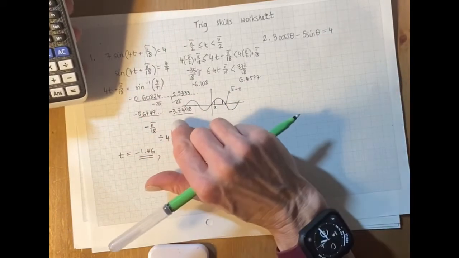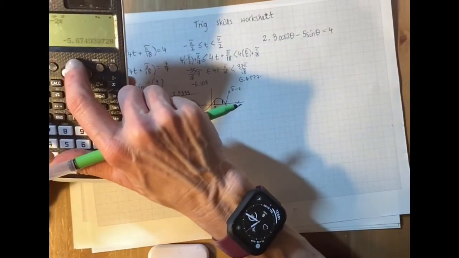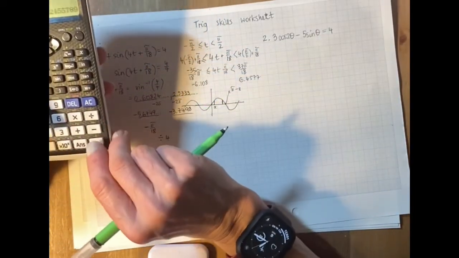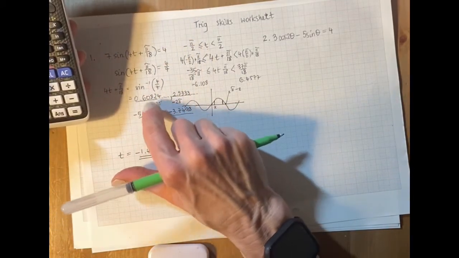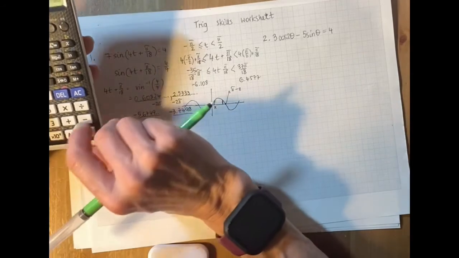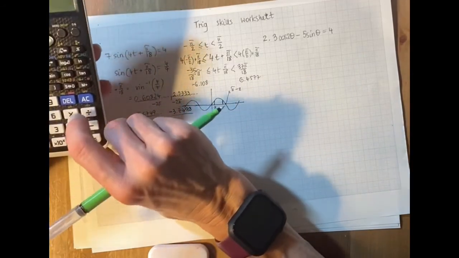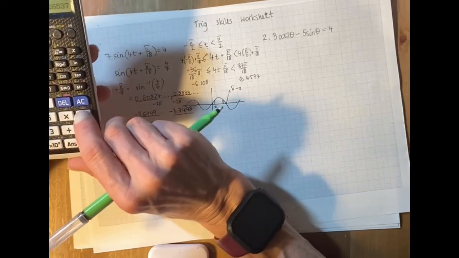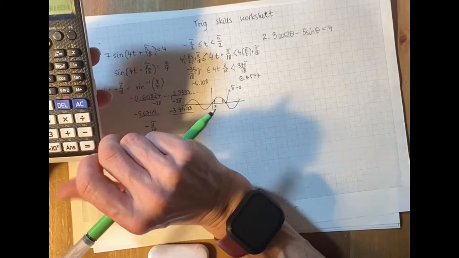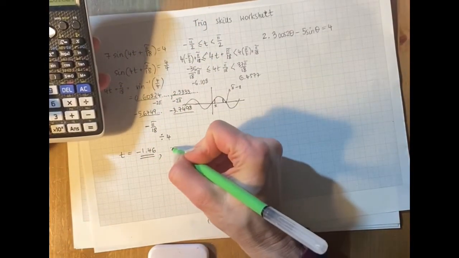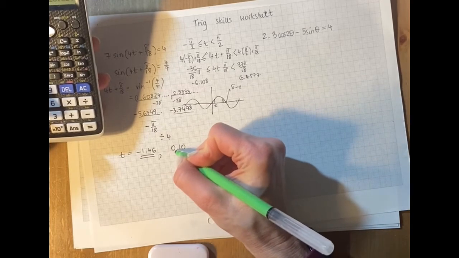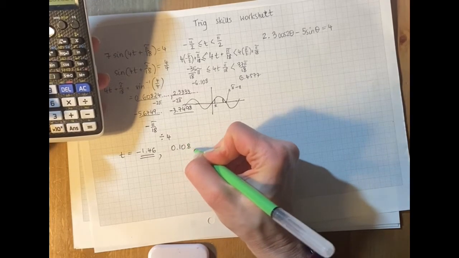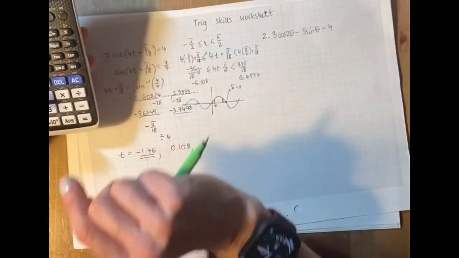The second value of t, let me just scroll back. It's quite useful that I still have some values there. Let me just do the second one as this one. So I'm going to minus pi over 18, and divide by 4. So the second solution, which is going to be the first positive one, is 0.108 to 3 significant figures.